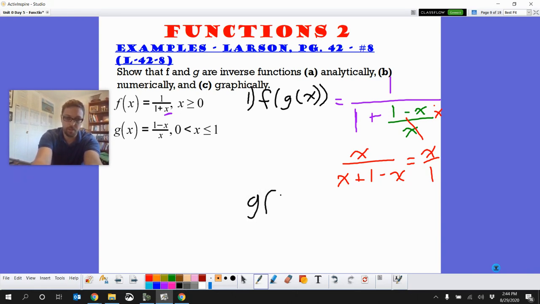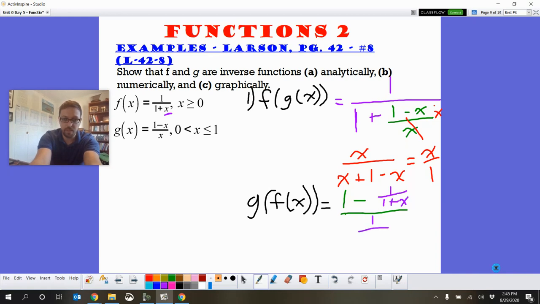We're going to do g of f of x. So we're going to do g in green. So we've got 1 minus, we're going to have to put a thing there, over somebody else. And that thing that we're going to have to put there is f of x, which is 1 over 1 plus x. And then we'll put that same thing in the denominator, 1 over 1 plus x.